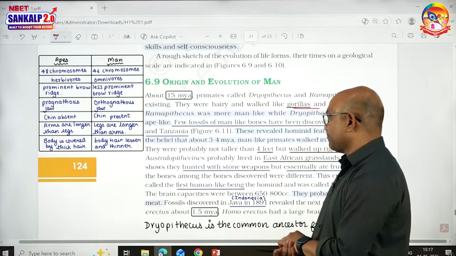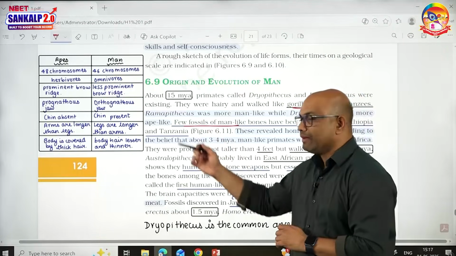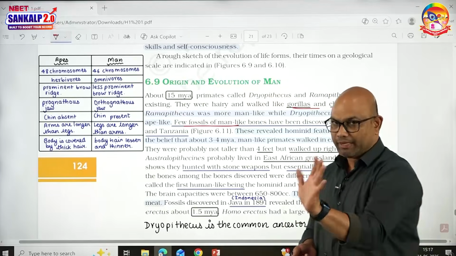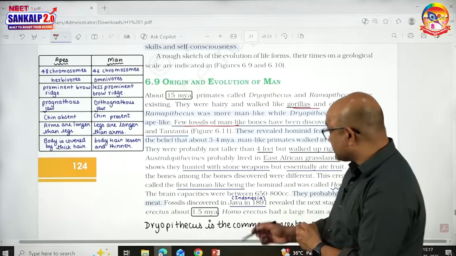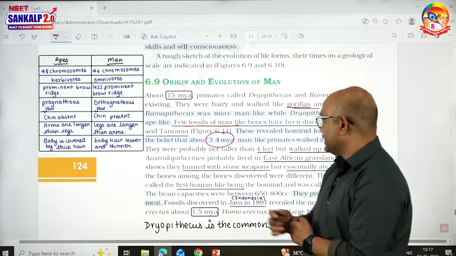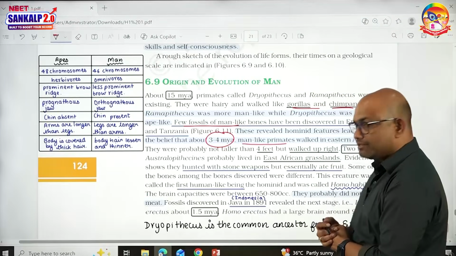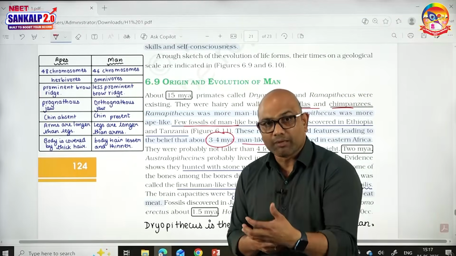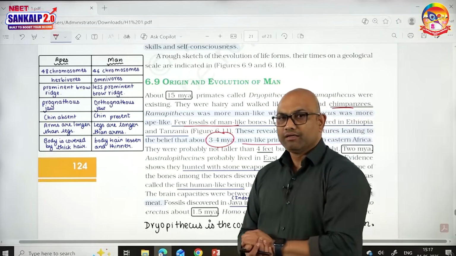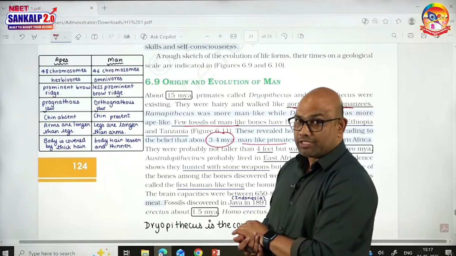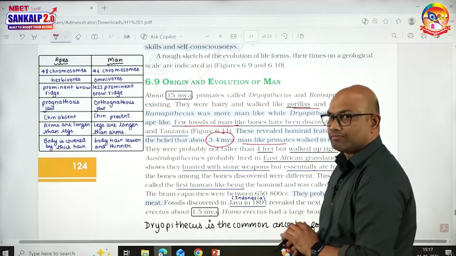That is one point. Second point is, a few fossils of man-like bones have been discovered in Ethiopia and Tanzania. Man-like, hominid, man-like. So, what did those bones reveal? They belong to 3 to 4 million years ago. They show characters of man-like primates because the fossils show that they walked upright and were not taller than 4 feet. So, some fossils of man-like bones were observed from 3 to 4 million years ago in East African grasslands like Ethiopia and Tanzania.